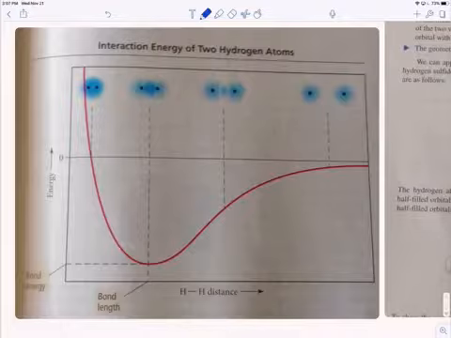The reason for the energy going up is the nuclei. The nuclei are both positive, and so when the positive nuclei come close to each other, the potential energy increases. But then there's a certain point where the potential energy decreases, and this minimum is known as the bond length. So that's where it tends to go.